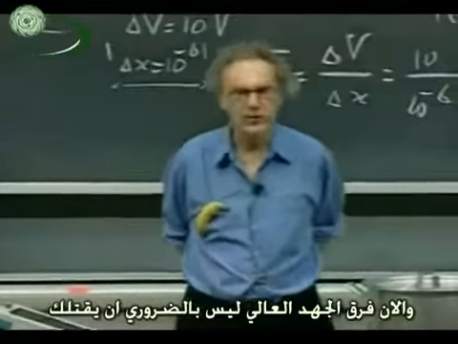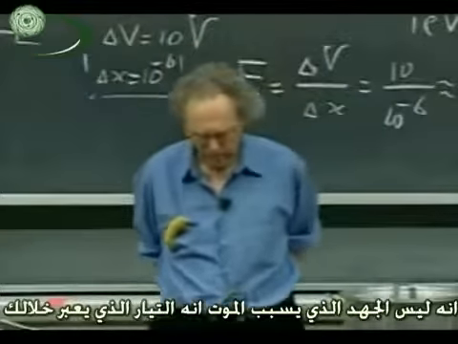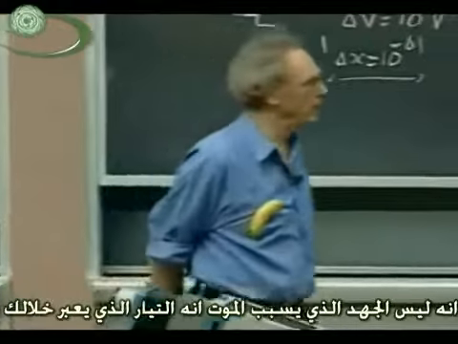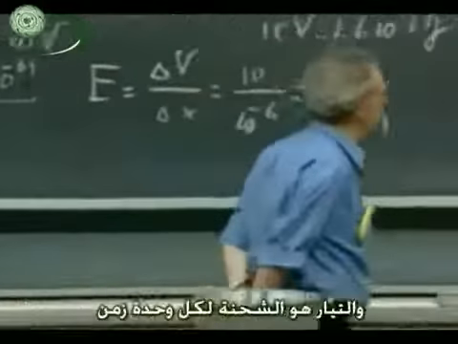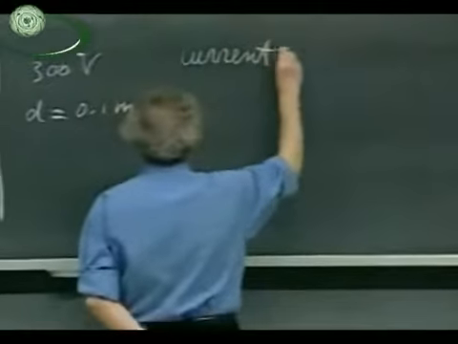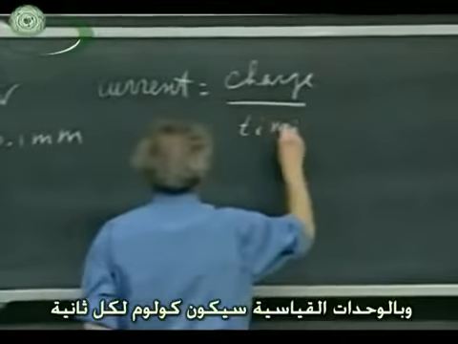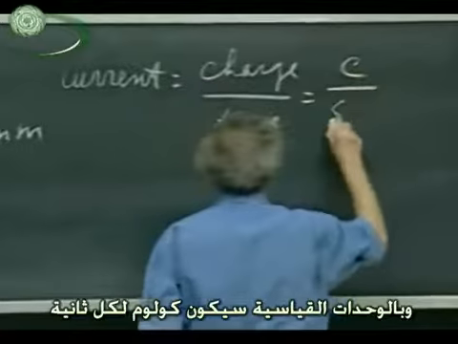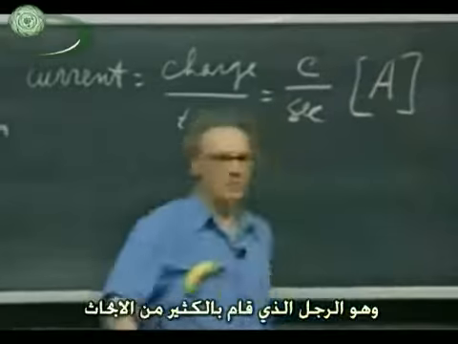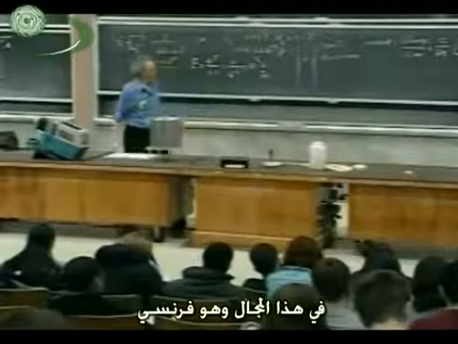Now, of course, high voltage alone doesn't necessarily kill you. What matters is not so much the voltage to get killed, but it's the current that goes through you. And current is charge per unit time. And so in SI units, it would be coulombs per second, for which we write a capital A, which stands for ampere. The man who did a tremendous amount of research in this area, Frenchman.